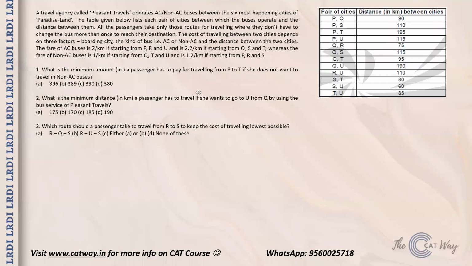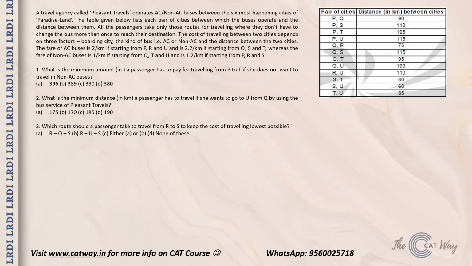So what we have been given is that the travel agency called Pleasant Travels operates AC and non-AC buses between the 6 most happening cities of Paradise Land. Now the table given below lists each pair of cities between which the buses operate and the distance between them. All right. Now the passenger takes only those routes for traveling where they don't have to change the bus more than once to reach the destination. Okay. So only once they have the possibility of changing the bus.